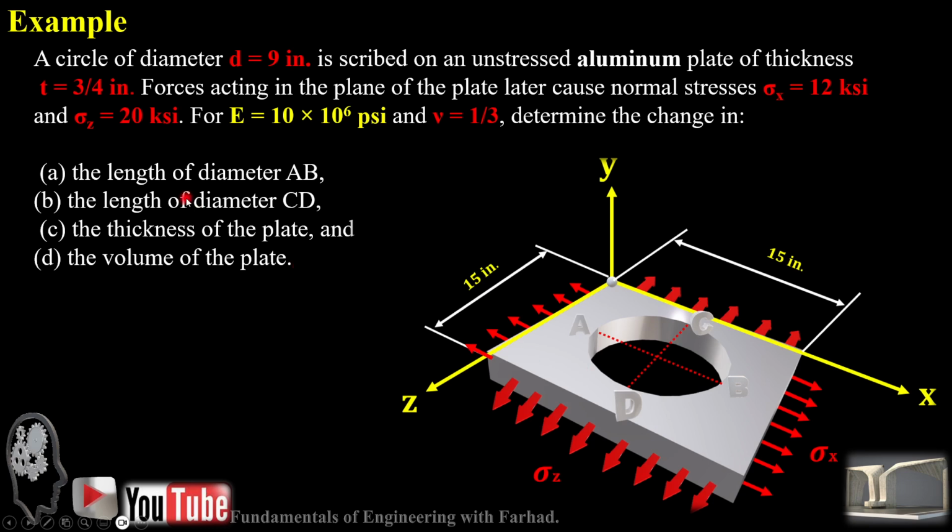The thickness of the plate is 3/4 of an inch, the stress sigma x is 12 ksi and sigma z is 20 kilopounds per square inch. The modulus of elasticity of aluminum is 10 times 10 to the 6 psi, and Poisson's ratio is nu equal to 1/3. We want to calculate the length of diameter AB after the stress is applied, the length of diameter CD after the stresses are applied, the thickness of the plate, and also the volume of the plate at the end of applying these stresses.